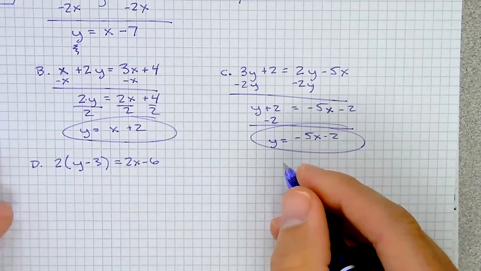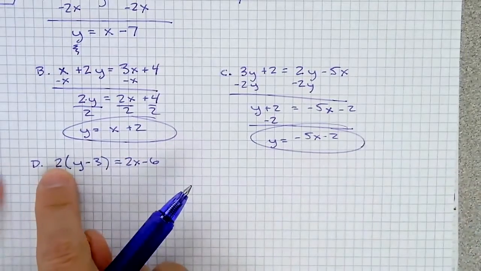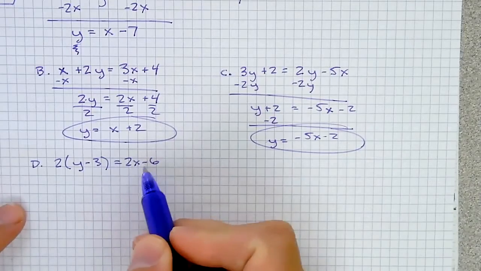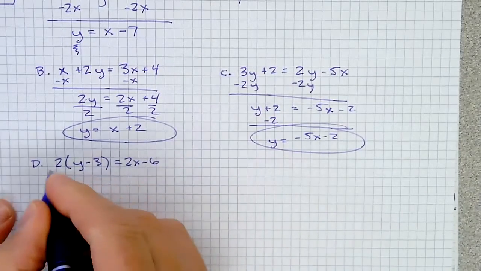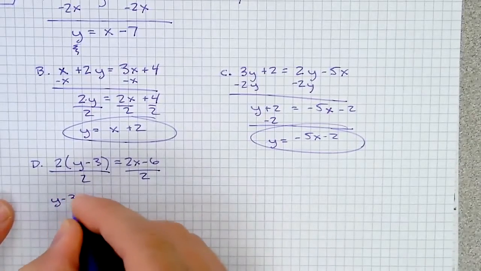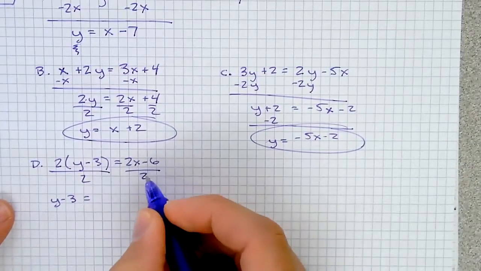D gets a little more complicated. We got this 2 out in front. We can do one of two things. We can multiply the 2 out first. However, since these are both even, I'm just going to divide both sides by 2. Makes it a little easier. Remember, do it to both.